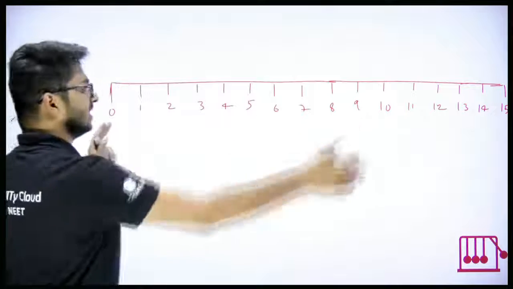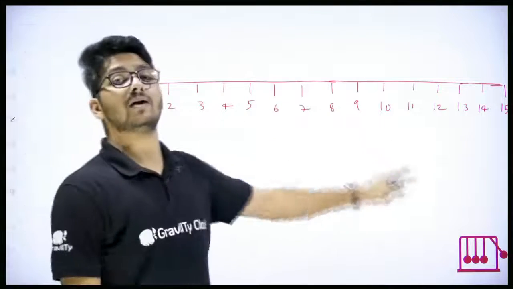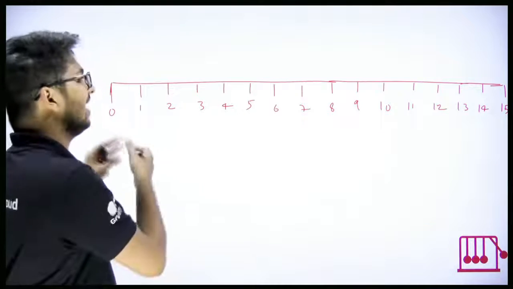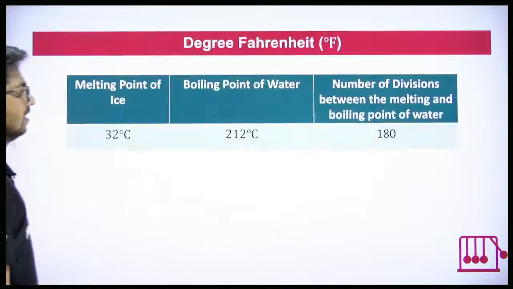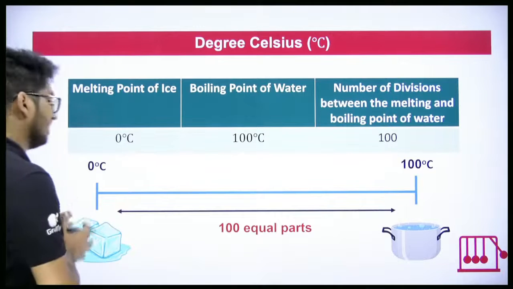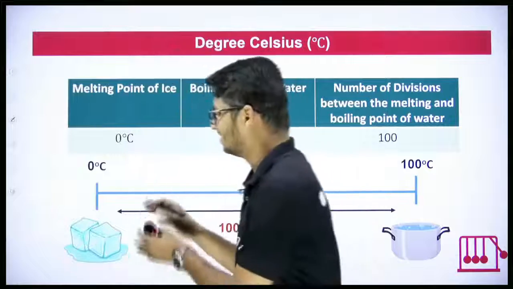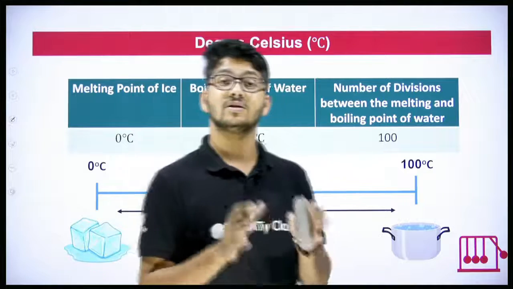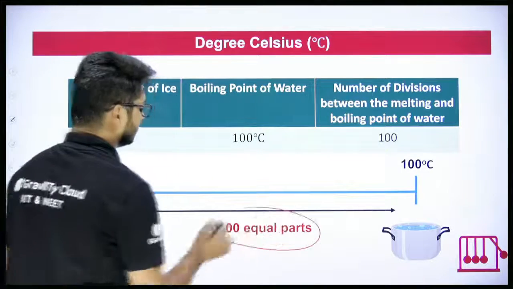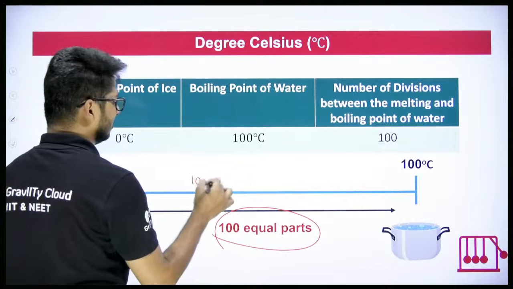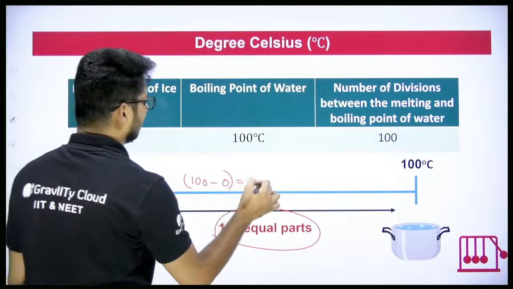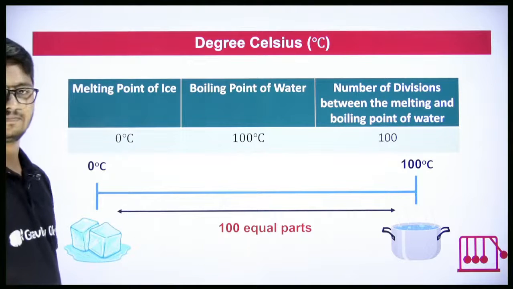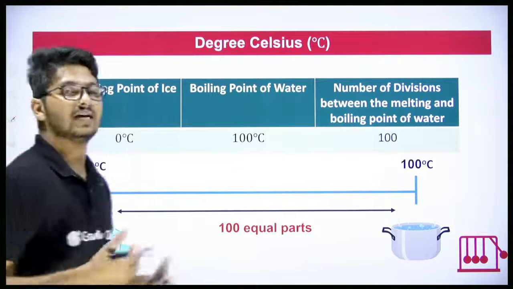So we take the length of the scale and we divide it into equal parts. How many equal parts? 15 equal parts. Similarly, we divide the temperature between the melting point of ice and the boiling point of water into how many parts? 100 equal parts. Just subtract 100 minus 0, which is equal to 100. So you divide that into 100 equal parts. That's what Celsius has done.